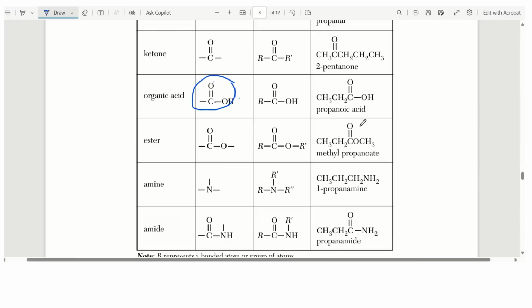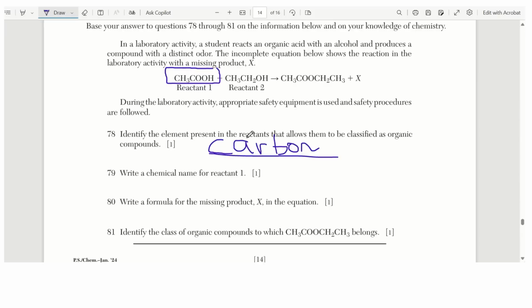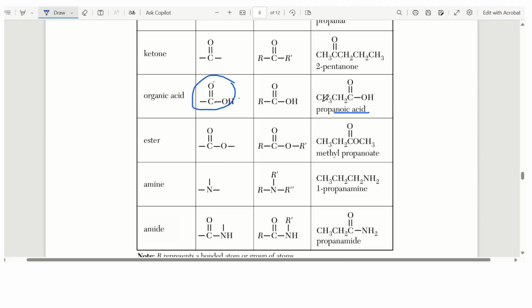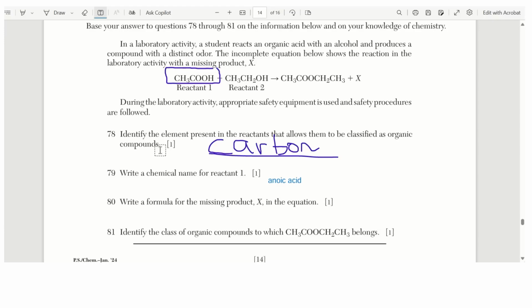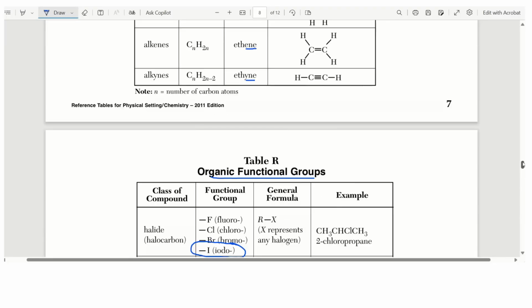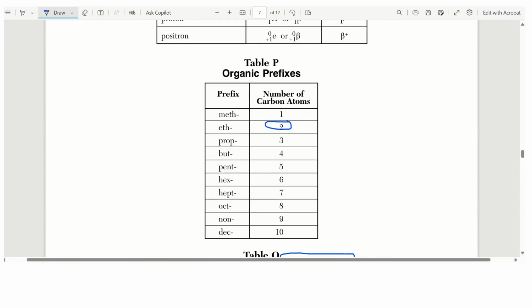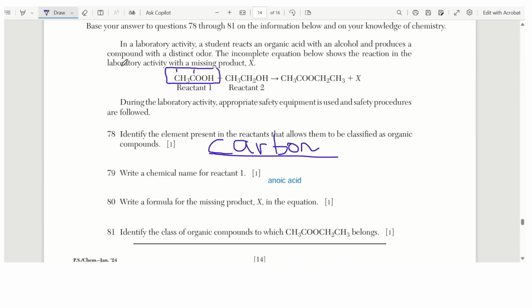COOH. Okay, so that's an anoic acid. So the name is going to be something anoic acid. What do I have to put in front? Well, let's look at the reference table. This is prop because I have 1, 2, 3 carbons. So how many carbons are in this reactant? 1, 2. What is the prefix for 2 carbons? Eth. So if I go back here, the name of this would be ethanoic acid.